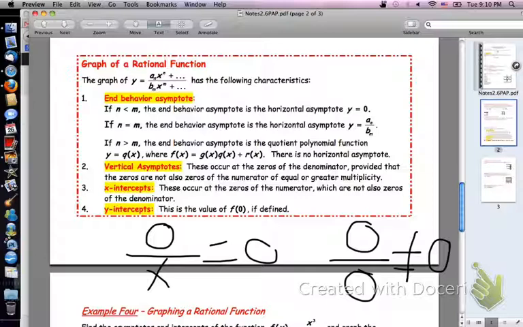And y-intercepts. Where are we going to have y-intercepts? Well, that's easy. That's still if we just plug in 0 for x, we know our graph will cross the y-axis at that point, if it's defined.